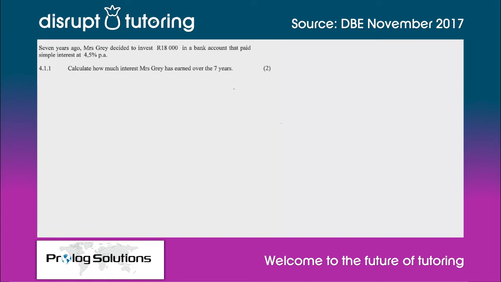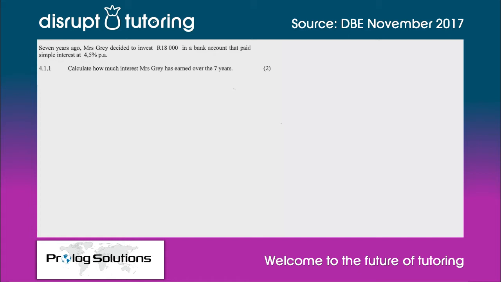7 years ago, Mrs. Gray decided to invest 18,000 Rand in a bank account that paid a simple interest at 4.5% per annum. Calculate how much interest Mrs. Gray has earned over the last 7 years. And this is worth 2 marks.